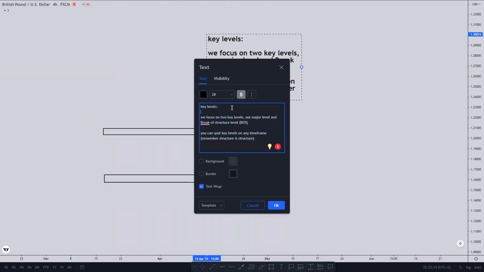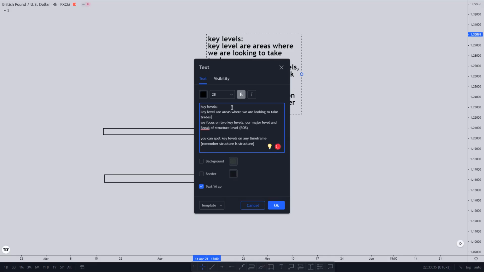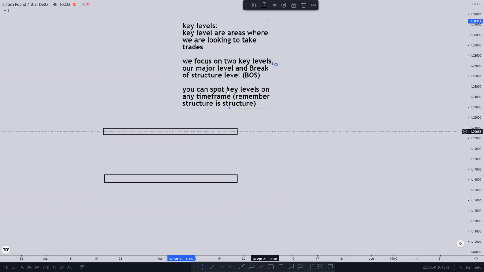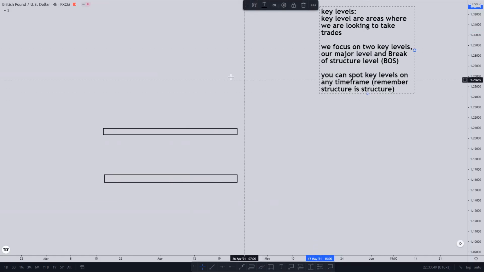Let me just quickly make a note. Key levels: areas where we are looking to take trades. Yeah, there we go. So key levels are areas where we are looking to take trades, and we only focus on two key levels, right? The major level and the break of structure key level.